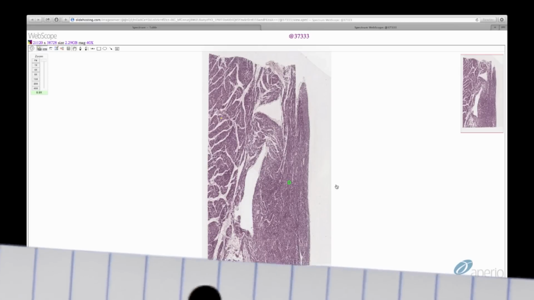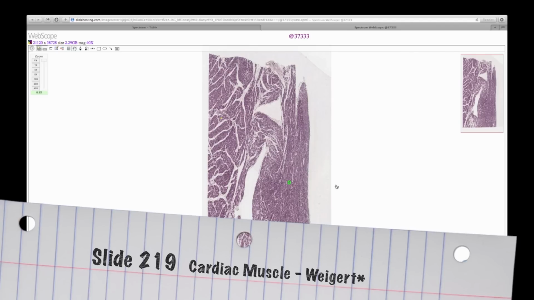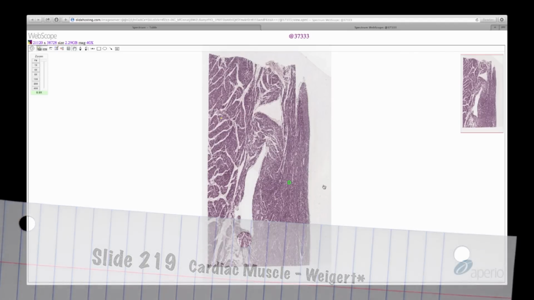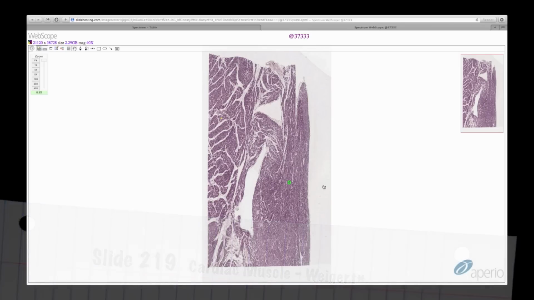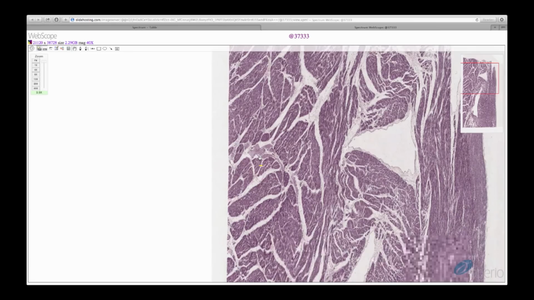We are now looking at slide 219, which is cardiac muscle prepared with a Verhoeff stain. This specimen contains both cross-sectional and longitudinal cuts of cardiac muscle. As I zoom in on the cross-sectional slices of cardiac muscle cells, the nuclei become readily visible.